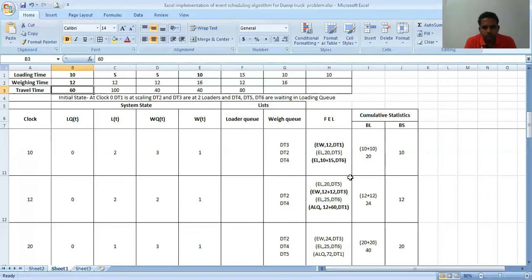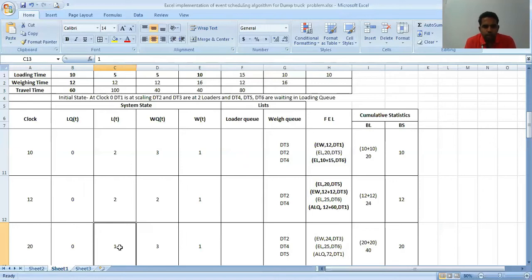Next, the imminent event is EL, 20, DT5. This notice has to be removed from the list, and the clock has to be advanced to 20. Since no one is there in the queue, LQT will be 0, and one of the dump trucks is completing its loading. Therefore, decrement L of T by 1, so it becomes 1. As we have told at the starting, L of T can be either 0, 1 or 2 based on the number of loaders, idle or busy.